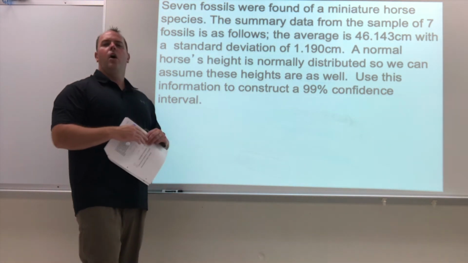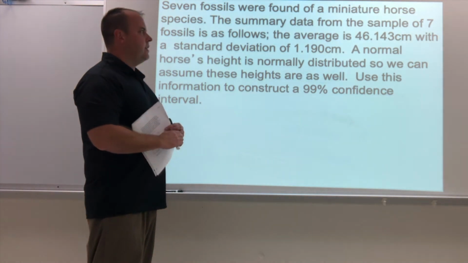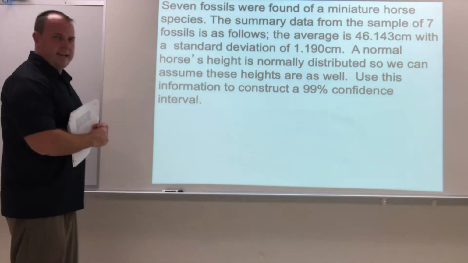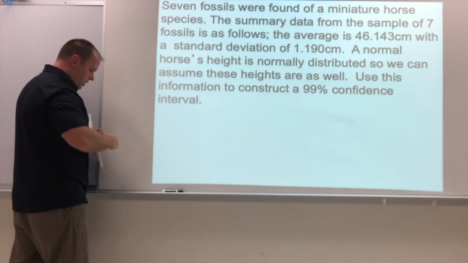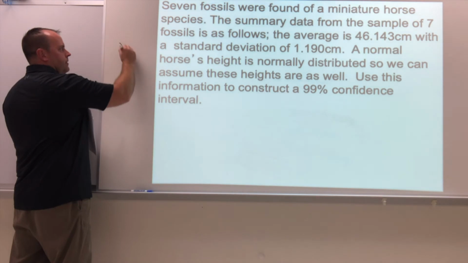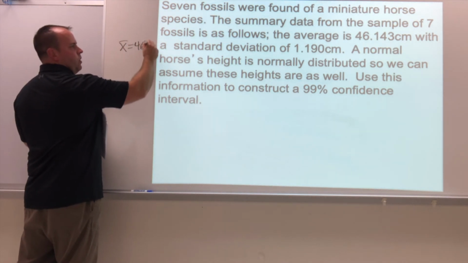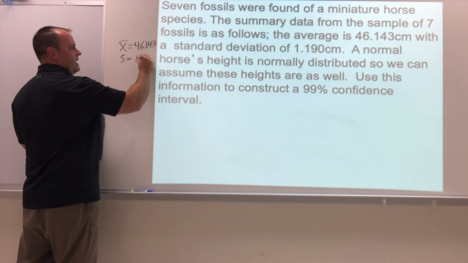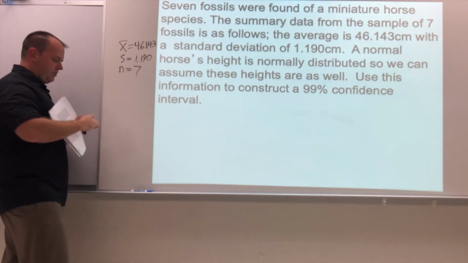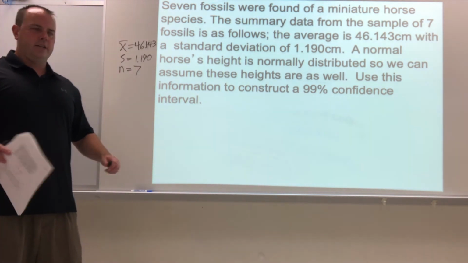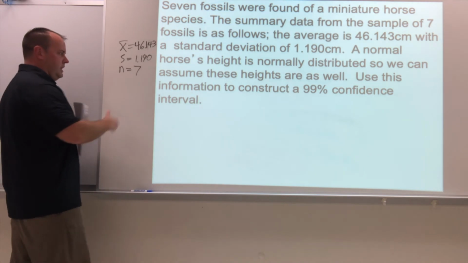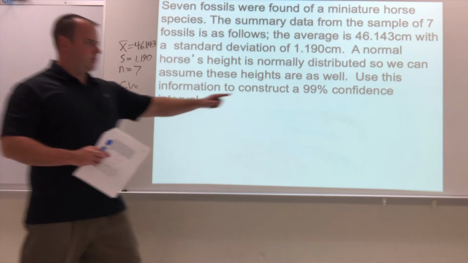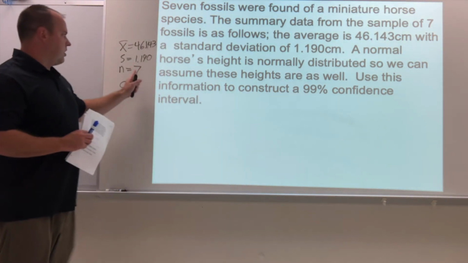Without typing our list into a calculator, it's already telling us our average of 46.143, standard deviation of 1.190. So I'm going to write that over here because I'm going to change screens a couple times. I'm going to use the black to be able to see it a little better. Average is 46.143. Standard deviation is 1.190, and it said we had 7 fossils. So again, we're assuming all conditions are satisfied, so this is a valid confidence interval. The other piece we need here is our critical value. So I'm going to call up the chart real quick. Let's just remember it's 99% and our n is 7.